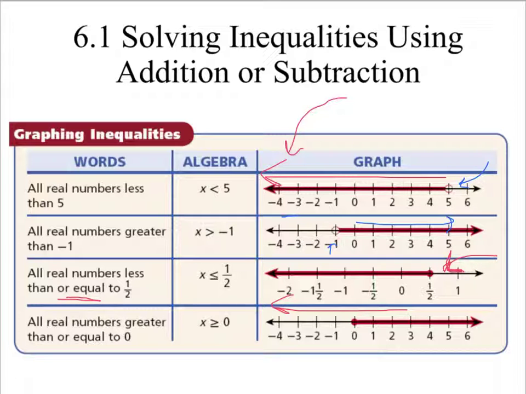Same thing with the last one where x is greater than or equal to 0. We have a closed dot again, and we have shaded to the right.